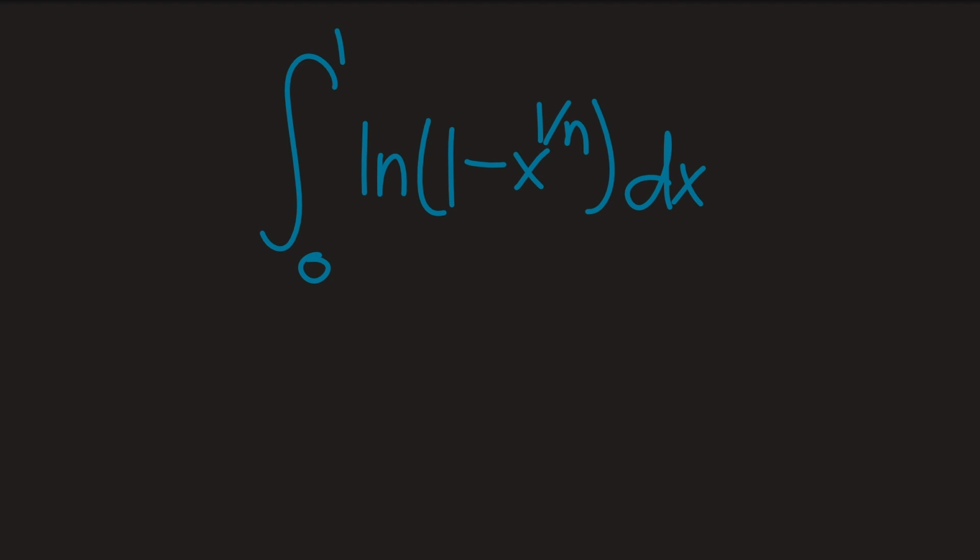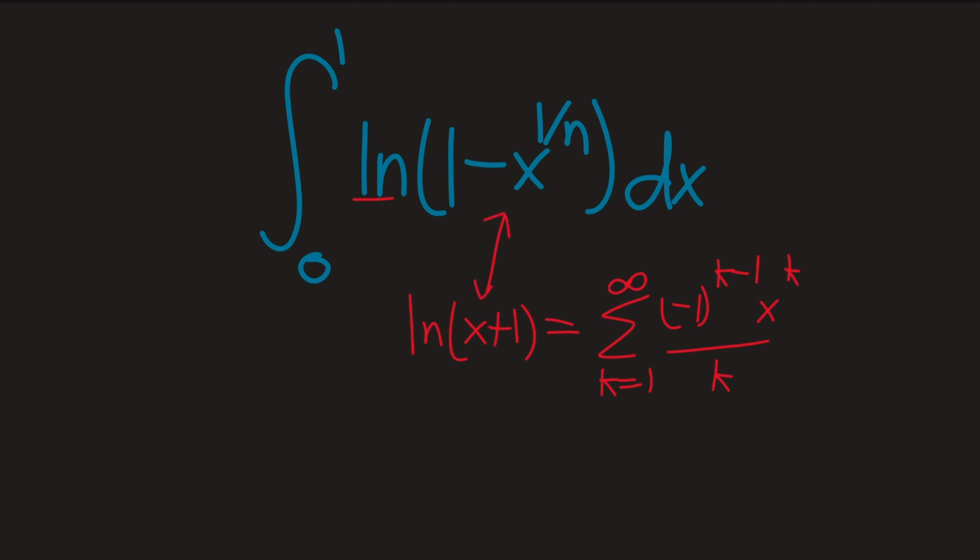So the first thing I actually want to note is this little natural log term right here. Because we saw in the last video that natural log of x plus 1 is equal to the sum from k equals 1 to infinity of negative 1 to the k minus 1 times x to the k divided by k. But you'll notice that these have very similar structures, meaning that we can basically just redefine our x and sub it into this equation right here.